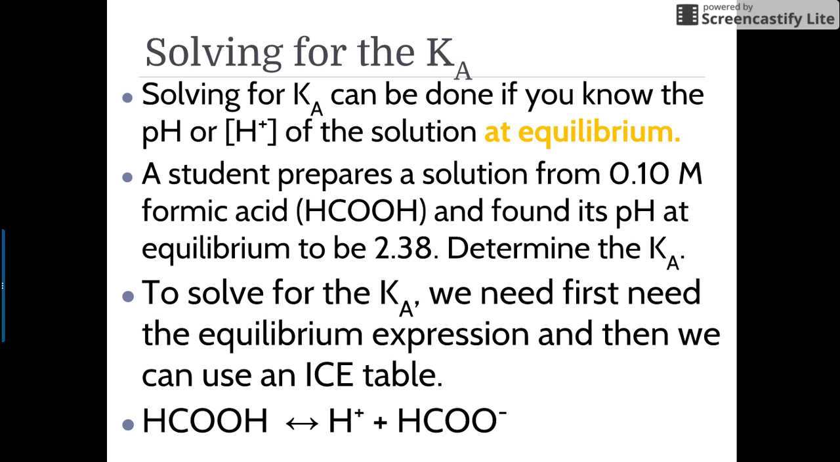So it says a student prepares a solution of 0.1 molar formic acid and has found its pH at equilibrium to be 2.38. They want you to figure out the Ka. So, I lied to you. I'm giving you pH on this one. We're going to determine Ka. In another one, I could give you Ka and you could determine pH. So let's solve for Ka. It's a little bit easier anyway.